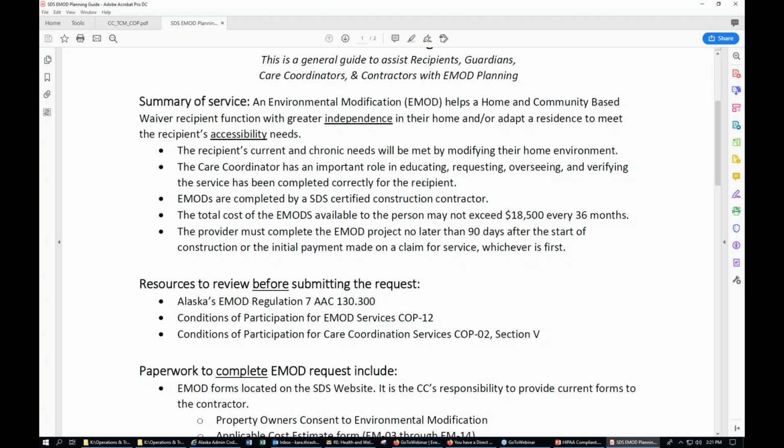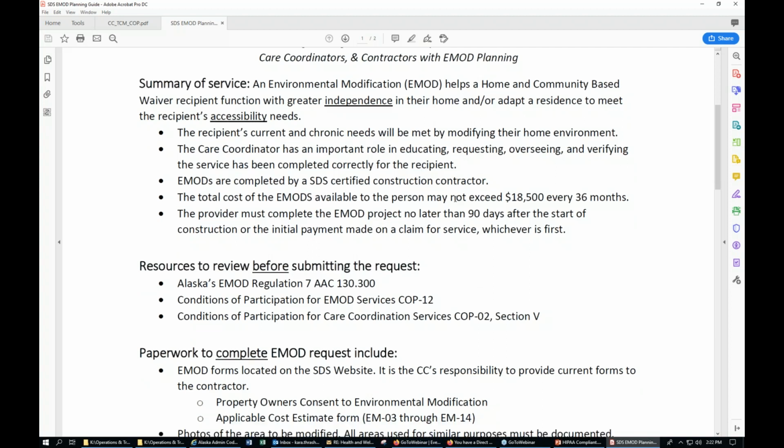The care coordinator can be an educator about the process for the person. The EMODs are always completed by a certified construction contractor. Not just anybody can do them. They have to be certified just like all of our other providers because they're billing Medicaid for this. Cost limit cannot exceed $18,500 every 36 months.